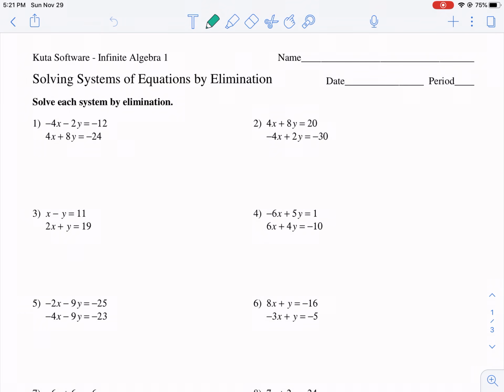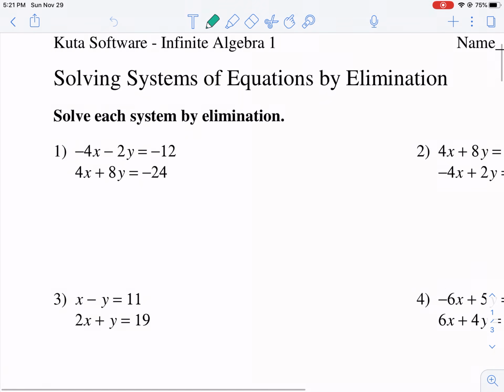We're doing solving systems of equations, this time by elimination. Now, what does it mean to solve a system? To solve a system means to find the place of intersection. That means we are looking for an x coordinate and a y coordinate. We're going to have two lines intersecting at some point, and we want to know exactly where they cross. Now, you can do this graphically.